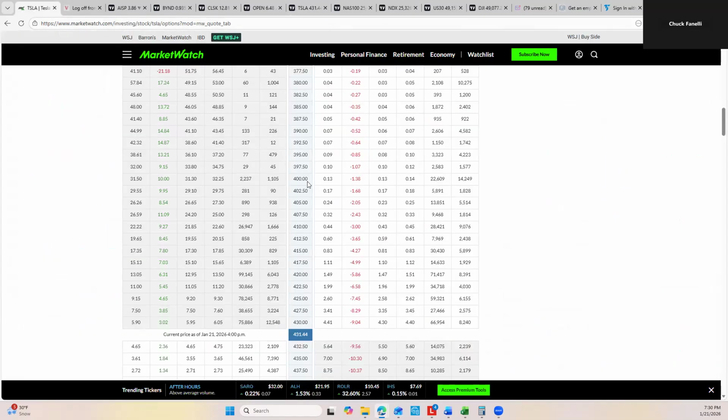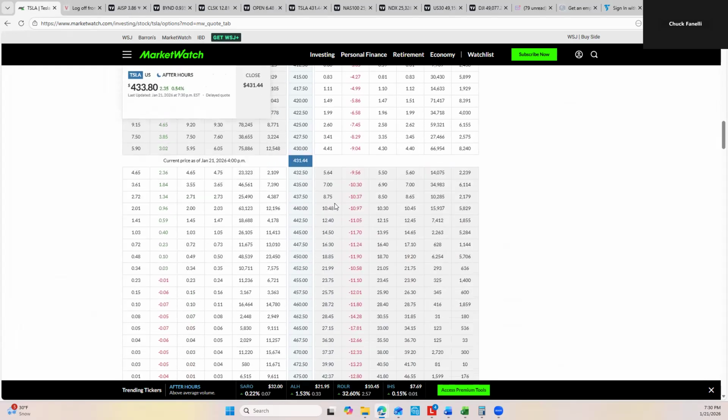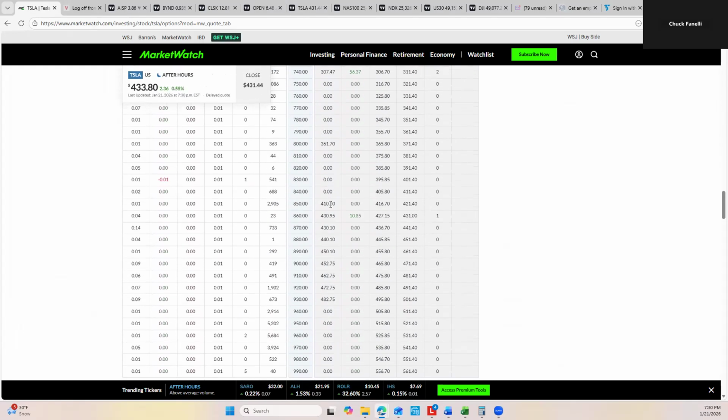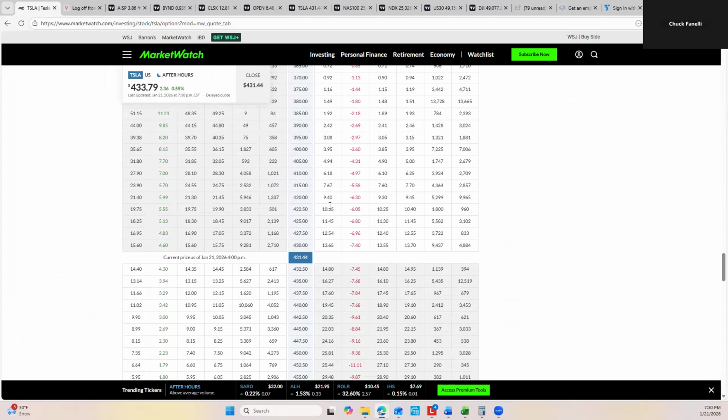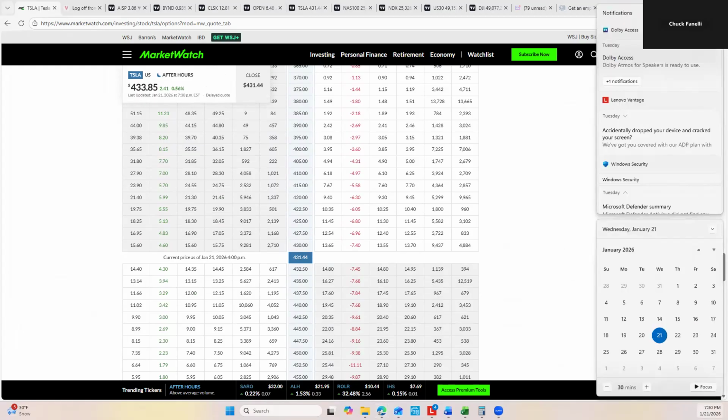In this example, let's just say, we'll go into next week, but let's say tomorrow morning, you sell the put, the 420 put, you could get $9.30. So one contract is $930. If this stock closes above $420 on January 30th, so 420 or above, you keep that whole $930.